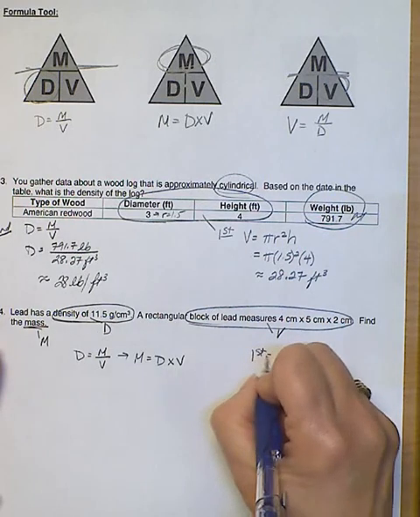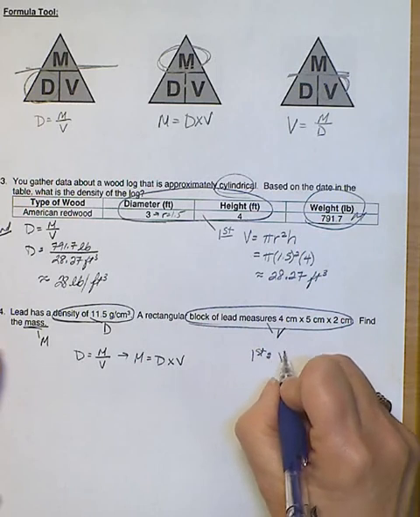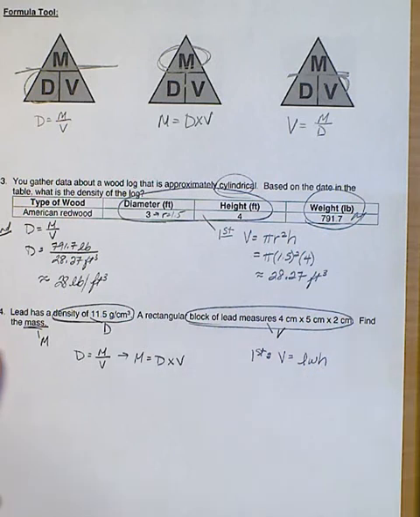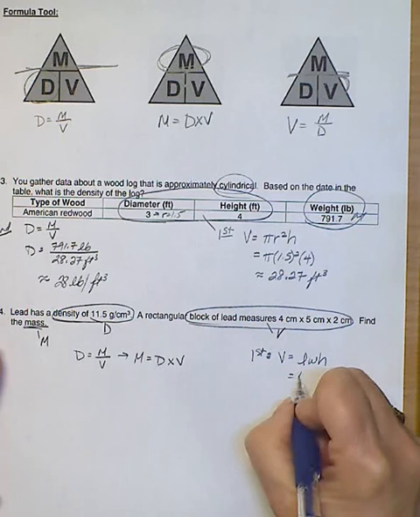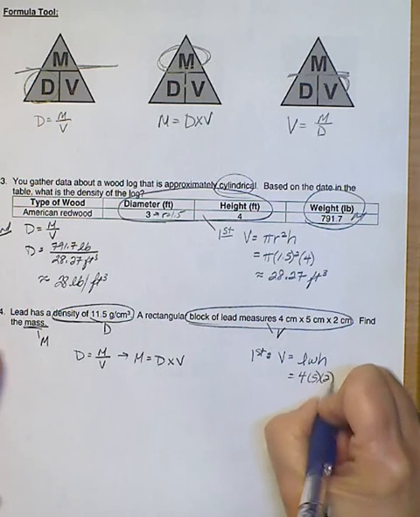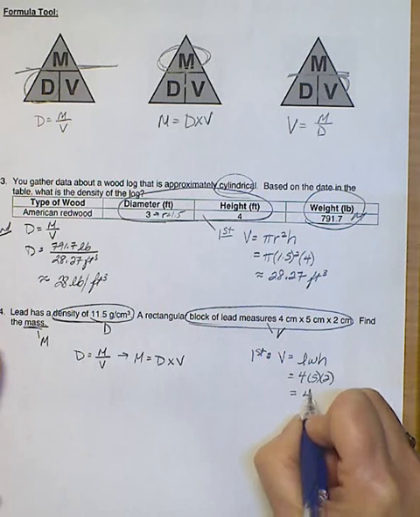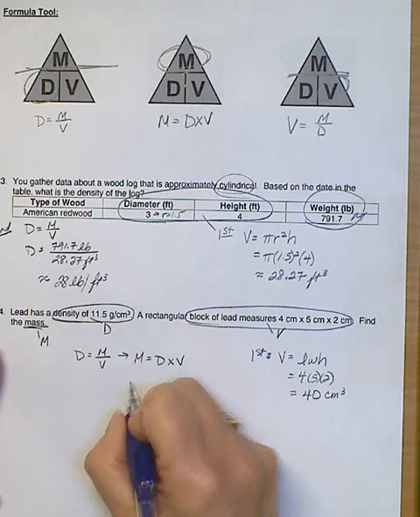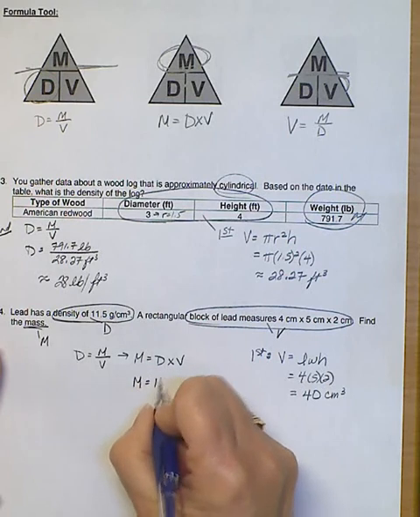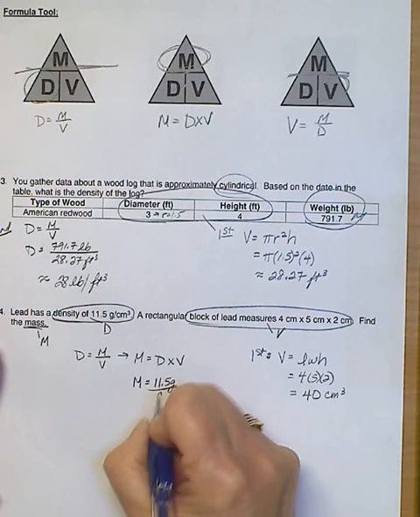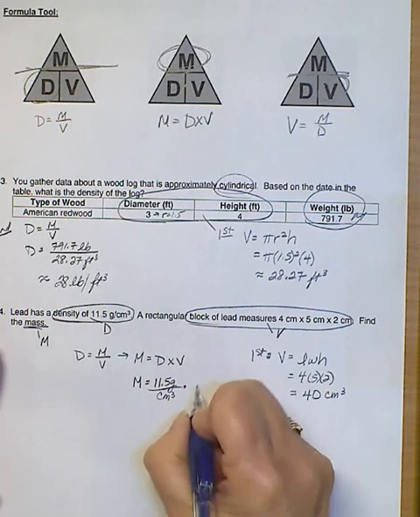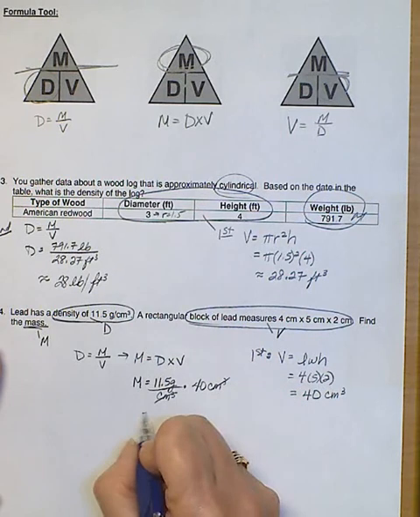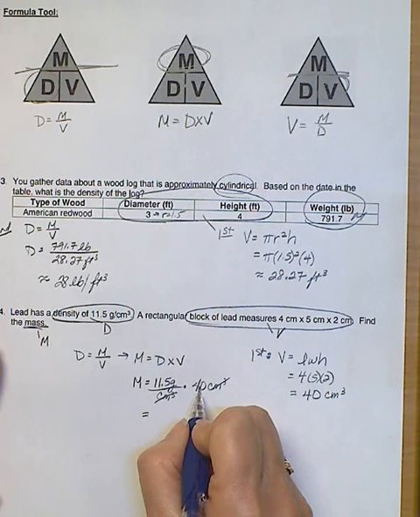So the volume of a block is the area of the base, which is a rectangle, times the height. So length times width times height. So basically 4 times 5 times 2. So that's going to give me 40 cubic centimeters. So my mass is my density, 11.5 grams per cubic centimeter times 40 cubic centimeters. So you can see the cubic centimeters cancel. So 11.5 times 40 is 460 grams.